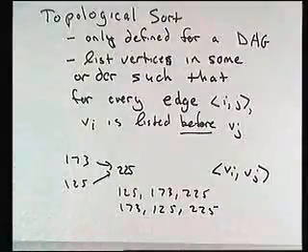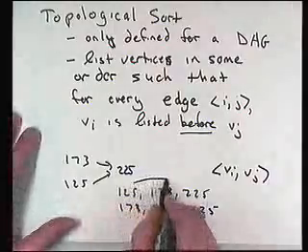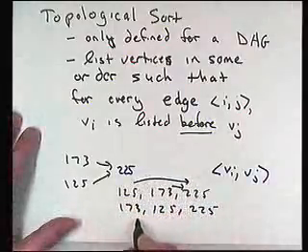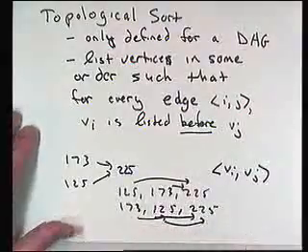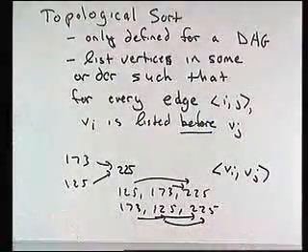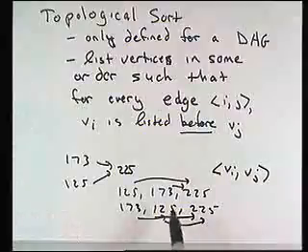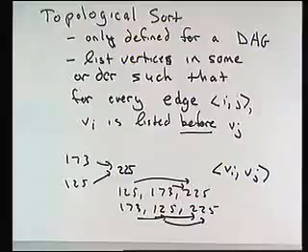Another way of describing this is when you list out all the vertices and then draw the edges between them, all your edges have to be going from left to right. Which indeed, in both cases they are. If I listed 225 before either of those, then I'd be going from right to left, and I don't want to do that. So that's the idea of topological sort.